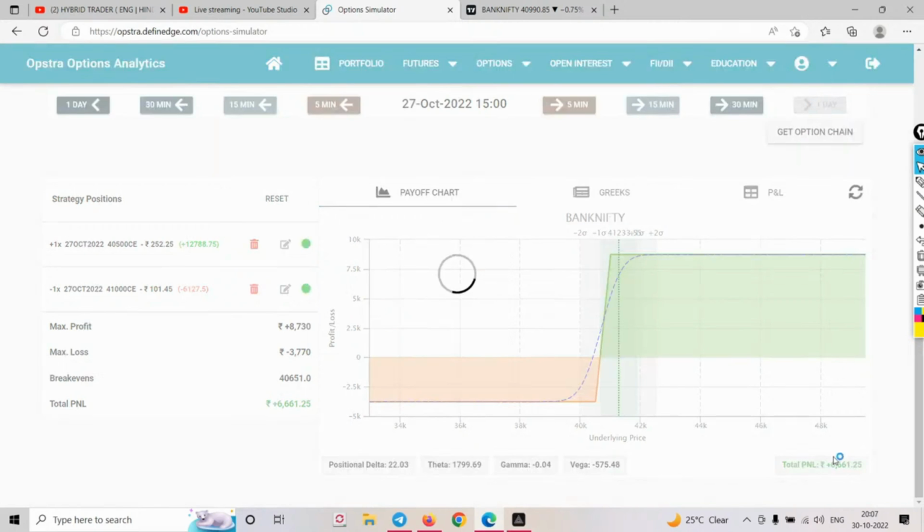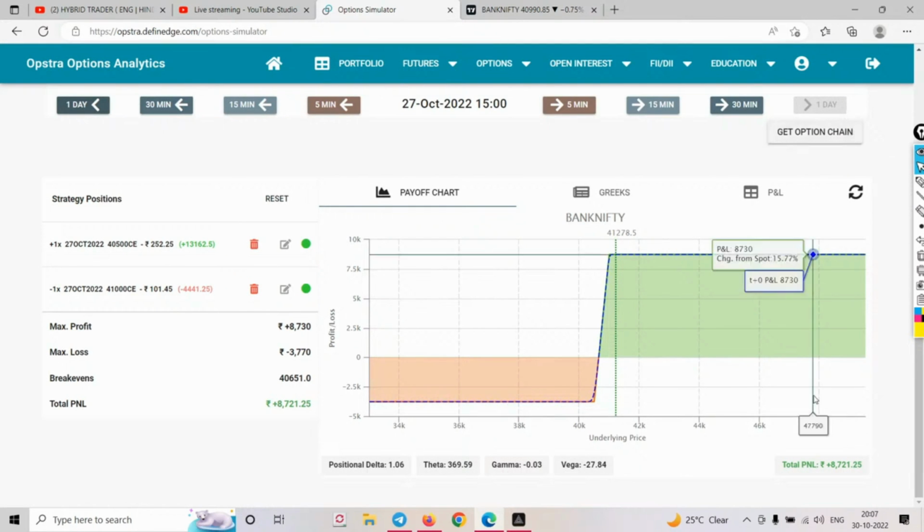Day 3, 8,000 profit. That's it. So on the expiry day we are at a profit of 8,721. I've not shown you any adjustment. So we all know the debit spread has given you the profit.